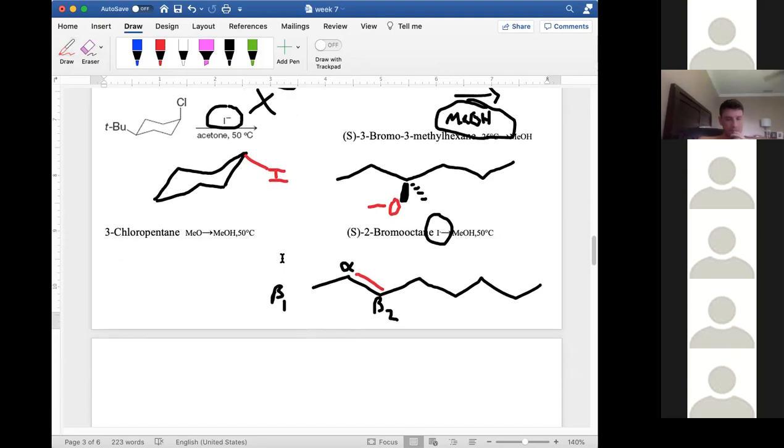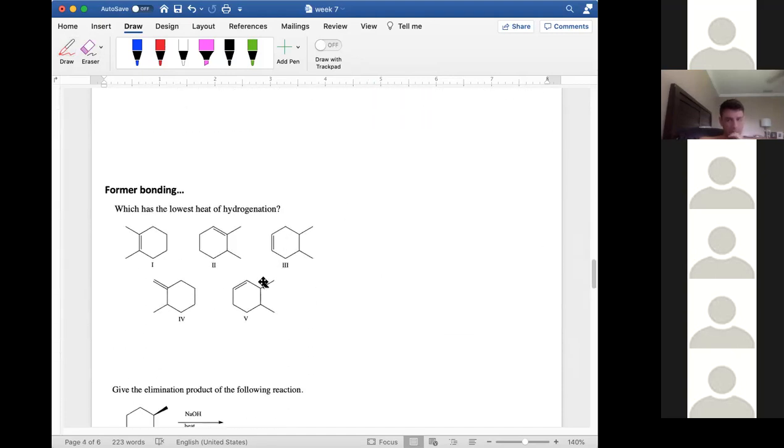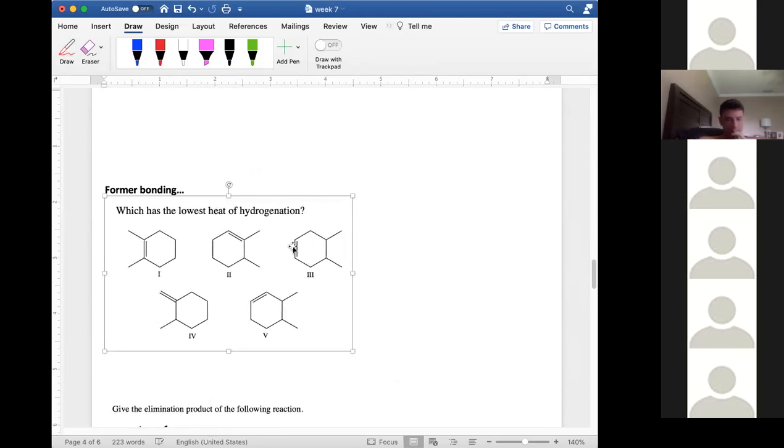All right. So a couple of former bonding questions. This one, Gen Chem throwback. A low heat of hydrogenation. What does that mean? Does anybody have any clue?